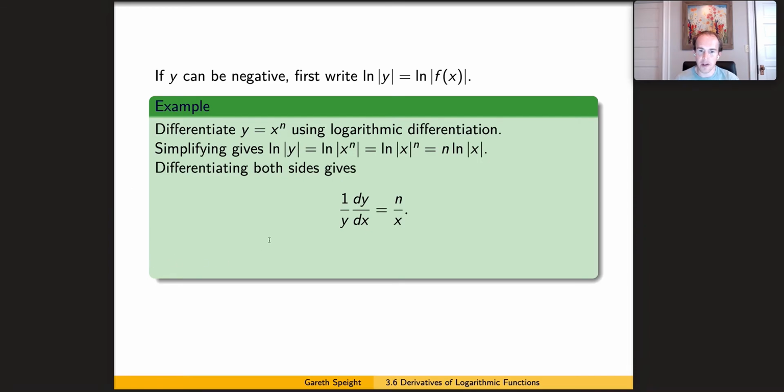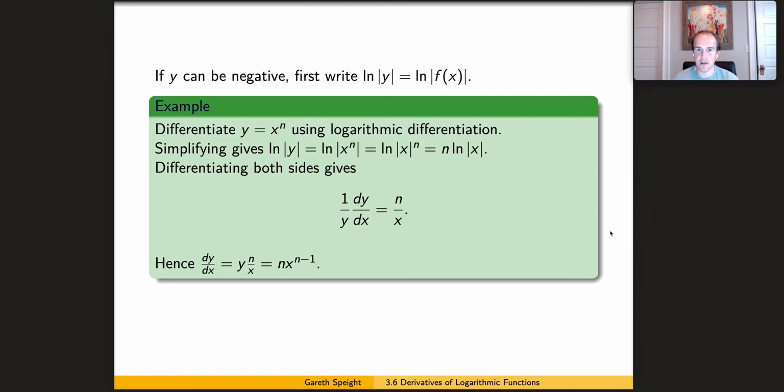Okay, and now as before, we solve for dy dx, we replace y by what it was in terms of x. So we are going to get dy dx equals y times n over x. Okay, y is equal to x to the n. So we get n x to the n over x, so n x to the n minus 1, which is exactly the same answer that we've already seen, right?